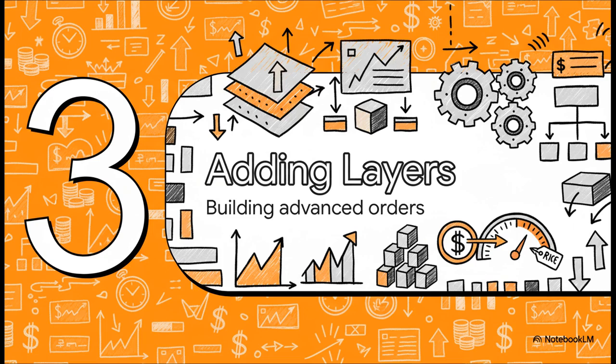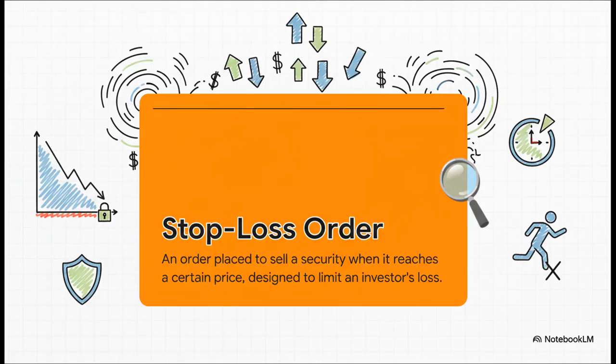Okay, so we have our two building blocks, speed and control. Now the fun begins. We can start stacking these blocks to build those more advanced strategies. But as you're about to see, they're not really that advanced at all. Let's start with a classic, the stop-loss order.